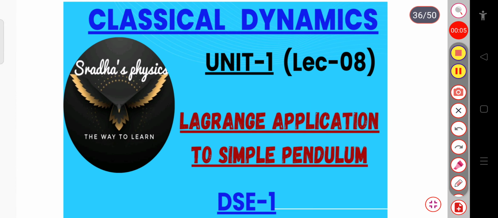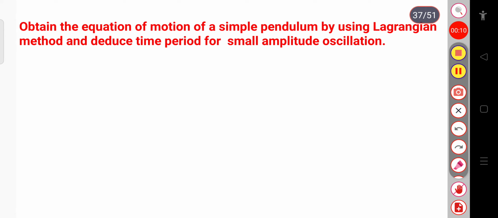Now in this lecture we will see the Lagrangian application to the simple pendulum. Here we will start with the application of the Lagrangian. The question is: obtain the equation of motion of the simple pendulum by using the Lagrangian method, and we will deduce the time period for small amplitude oscillation.